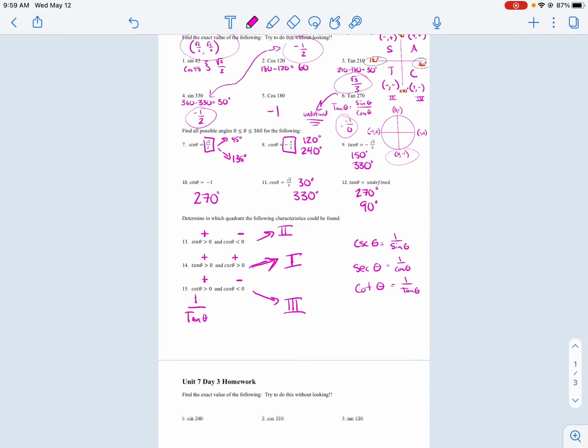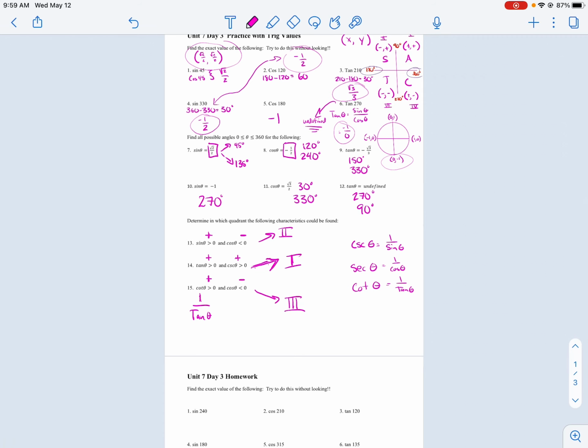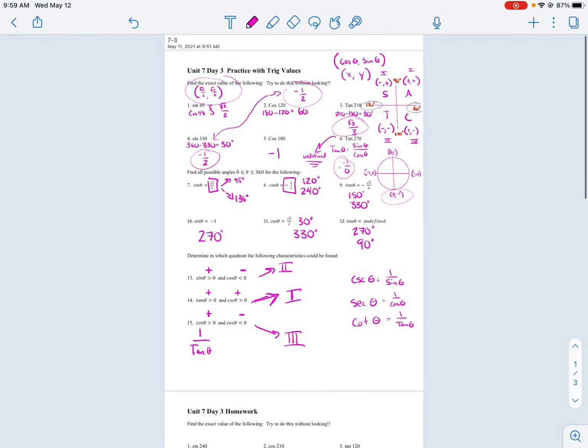Now, you will have a mock quest coming up on this stuff, and it's pretty much going to mimic everything you see here. Your next unit quest will be pretty much what you're looking at here: the same type of problems, determining which quadrants things are in, and getting you to memorize your trig values, at least starting from the first quadrant, and then you can branch out to the rest of the unit circle. Good luck if you're watching this.